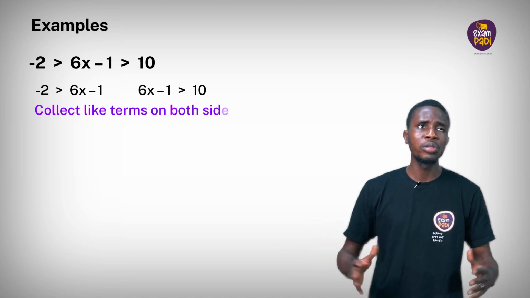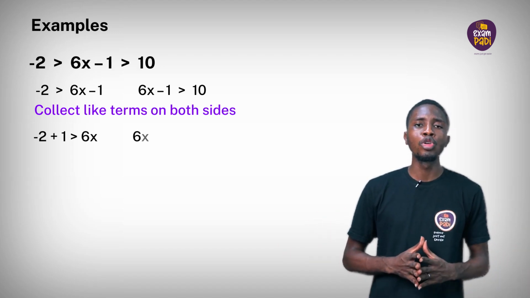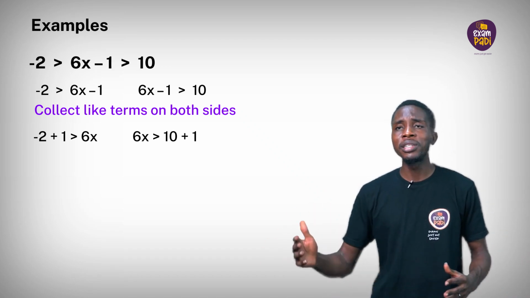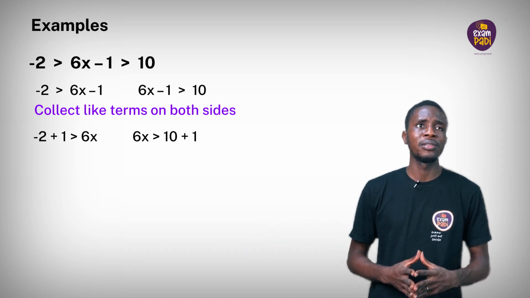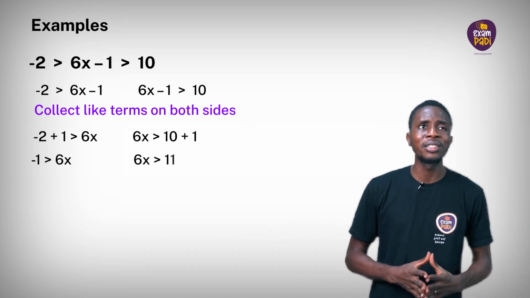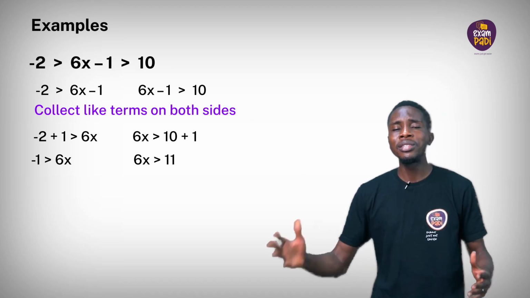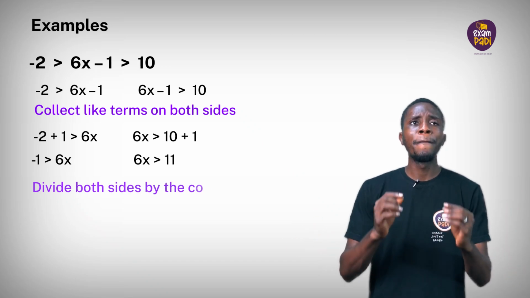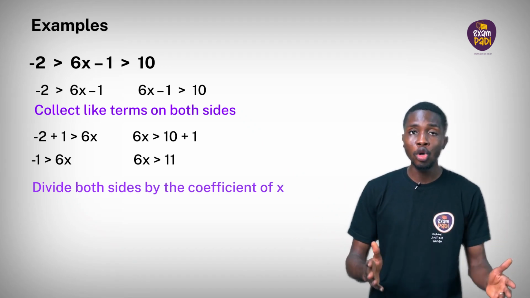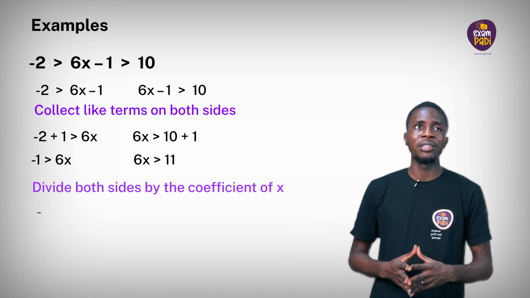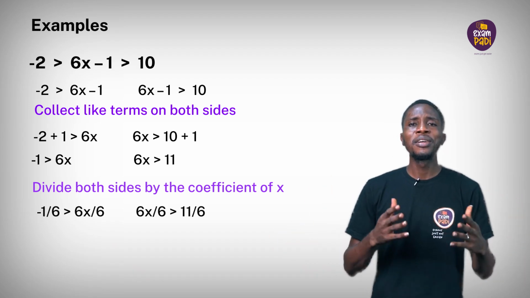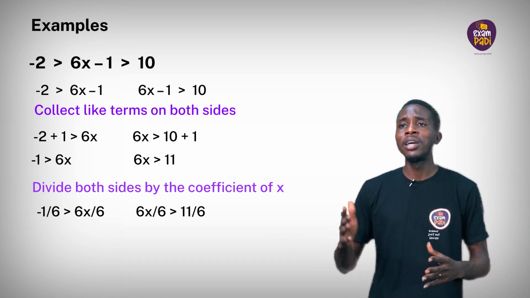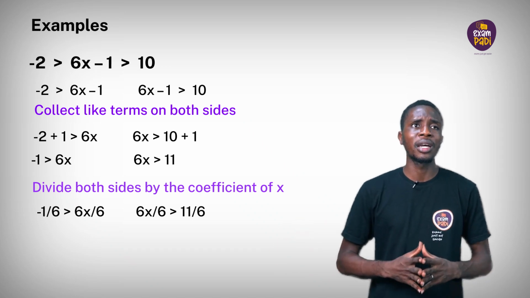Collect like terms on both sides. We have minus 2 plus 1 less than 6x on the left-hand side, and 6x less than 10 plus 1 on the right-hand side. Minus 1 less than 6x on the left-hand side, 6x less than 11 on the right-hand side. Divide both sides by the coefficient of x. Minus 1 over 6 less than 6x over 6 on the left-hand side, and 6x over 6 less than 11 over 6 on the right-hand side.